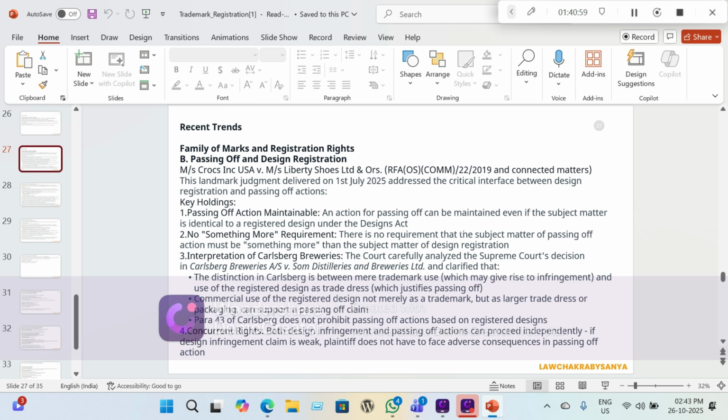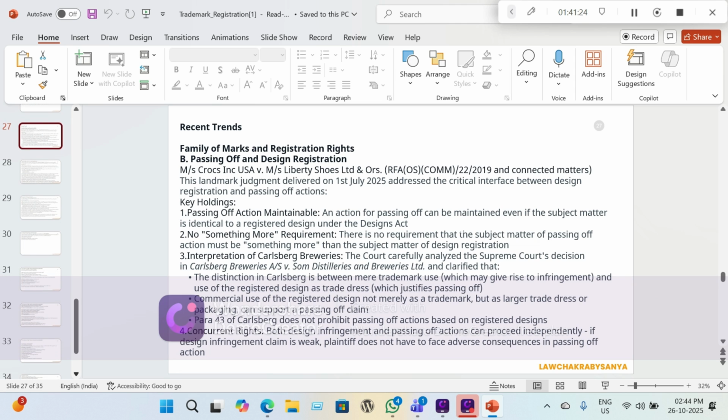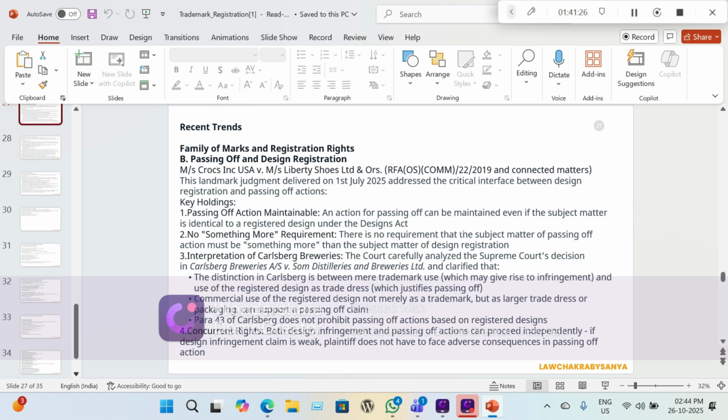comes to popular marks. Then there are also concurrent rights. So section 12 of your Trademarks Act will tell you about concurrent rights, which means that two people are using the same name concurrently for different services and different goods, and they can reach a certain agreement regarding that. So both design infringement and passing off actions can proceed independently. If design infringement claim is weak, plaintiff does not have to face adverse consequences in passing off action.